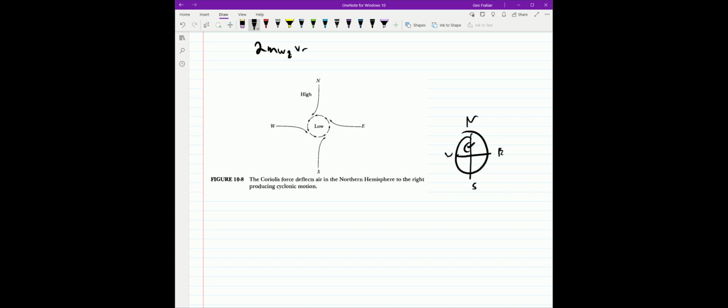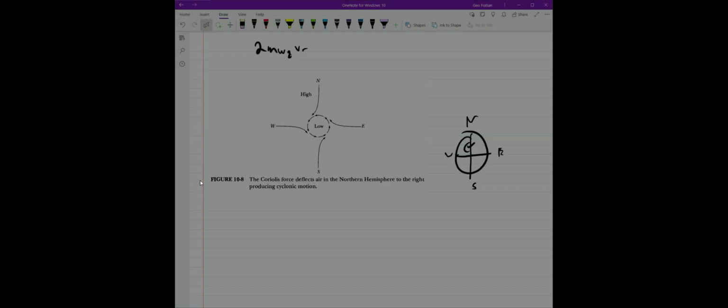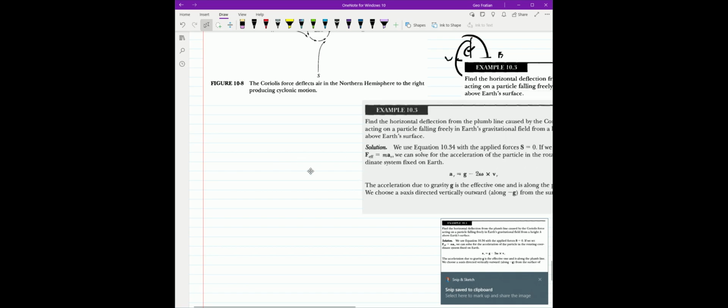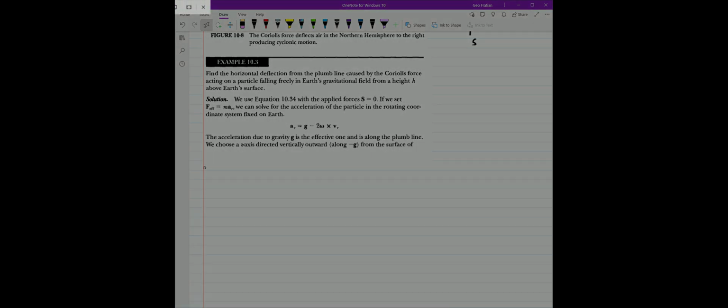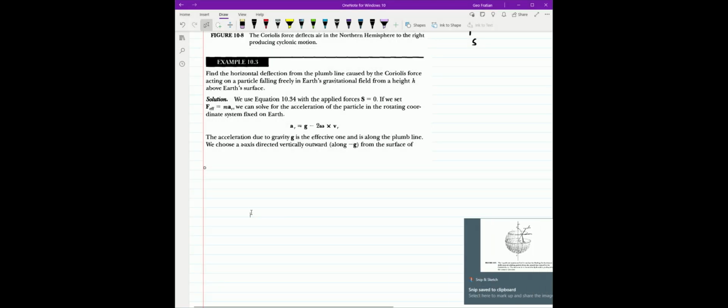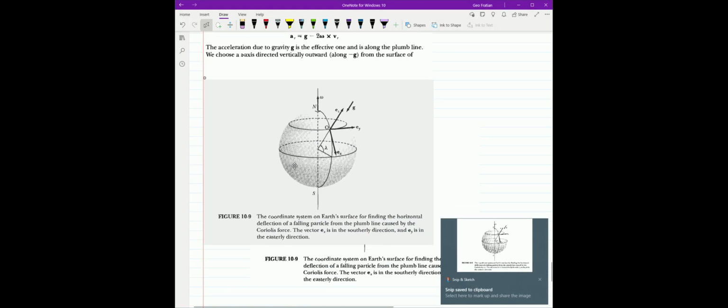Okay, so let's look at an example. We want to find the horizontal deflection from the plumb line caused by the Coriolis force acting on a particle falling freely in Earth's gravitational field from some height h above the Earth's surface. So we're going to use equation 10.34.